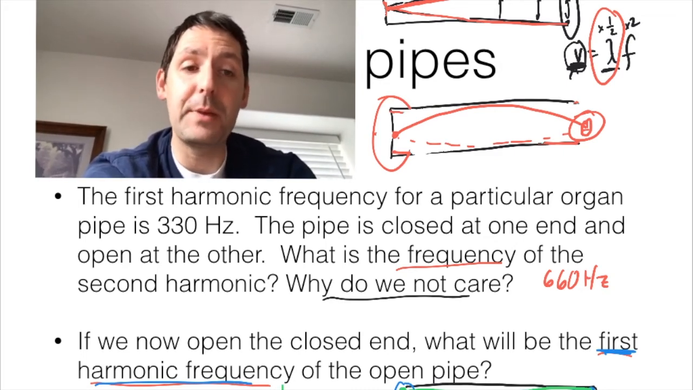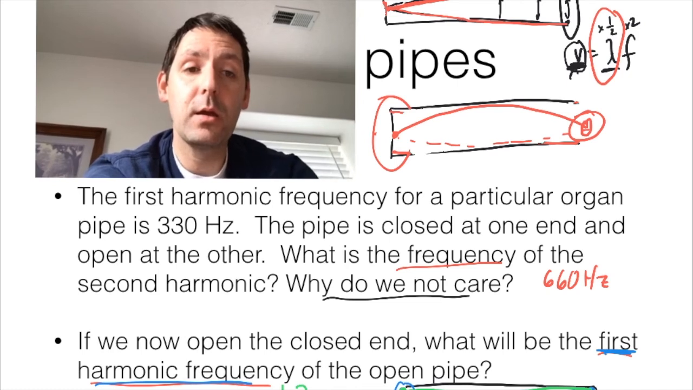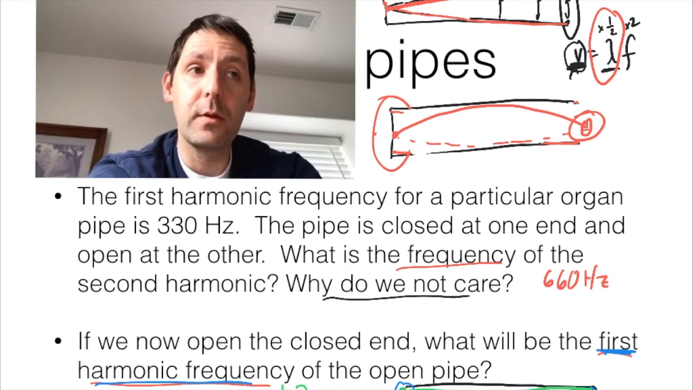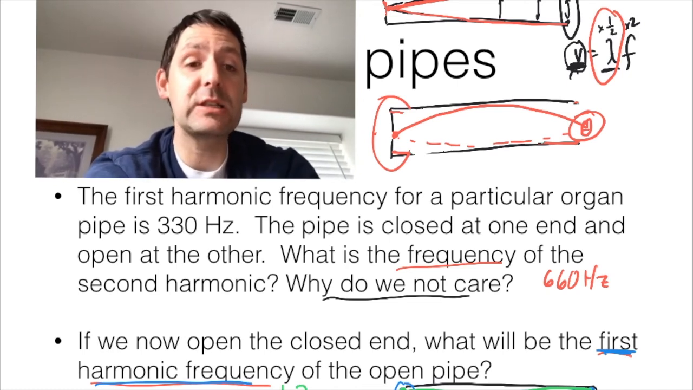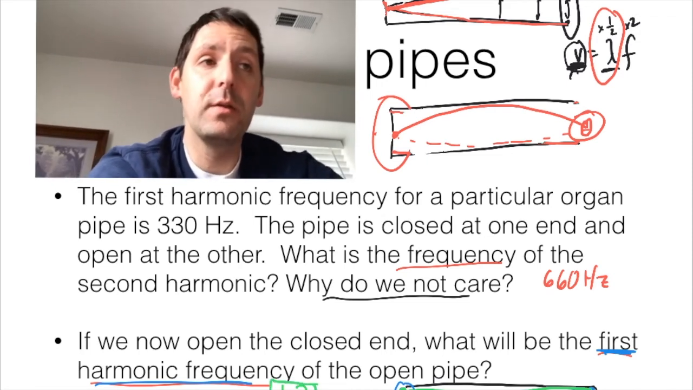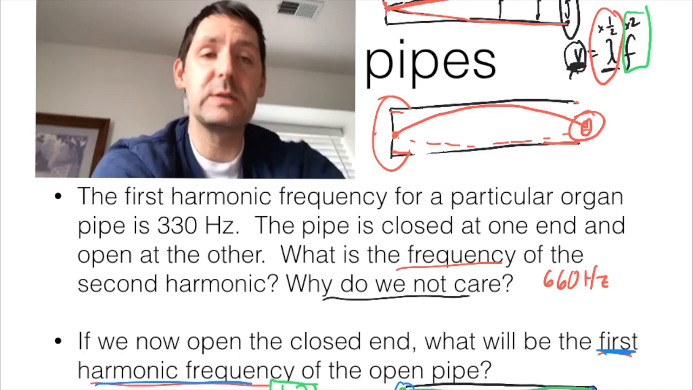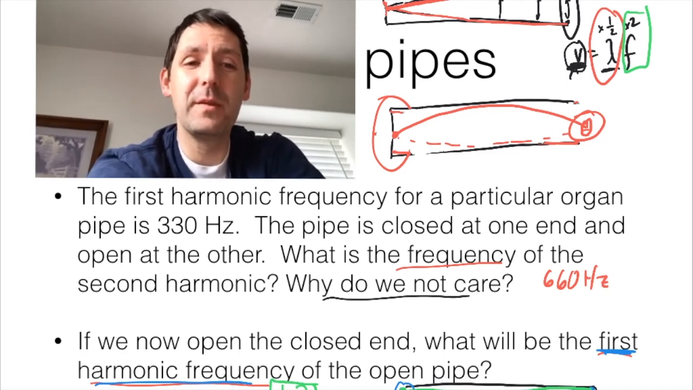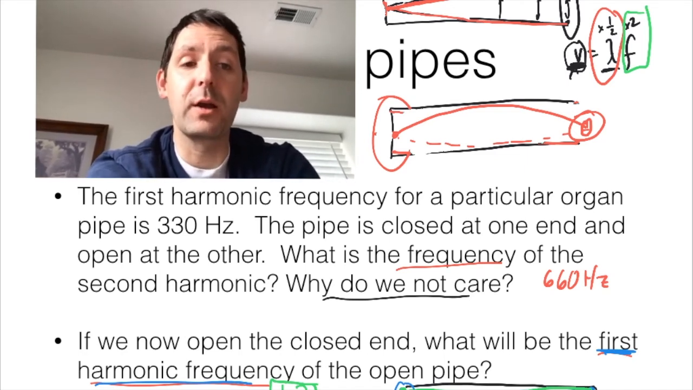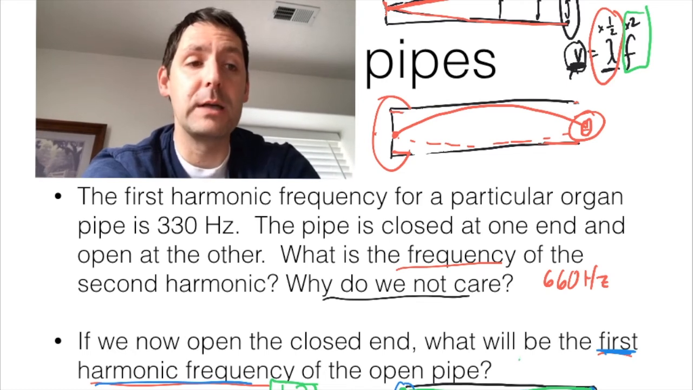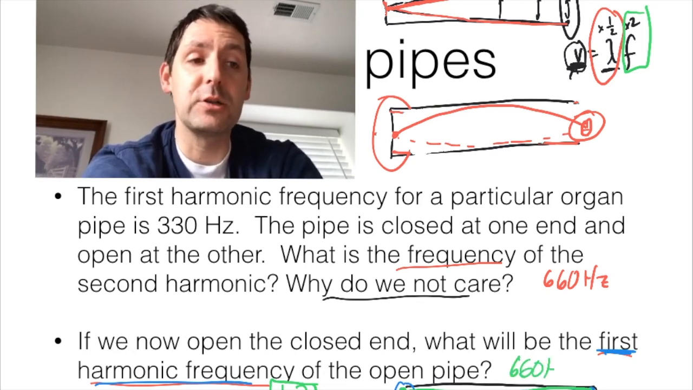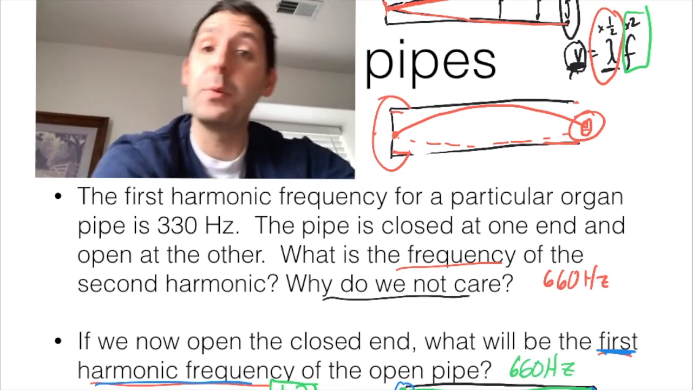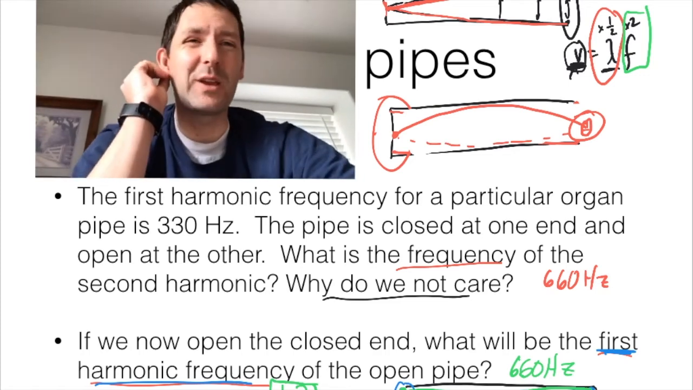Okay, so the pipe here needs to be half of the wavelength. And we did just talk about the fact that if the wavelength is half as big, the frequency must be double. So therefore, the first harmonic frequency of an open pipe must be 660 hertz. And in the case of the open pipe, we care because we can hear it.